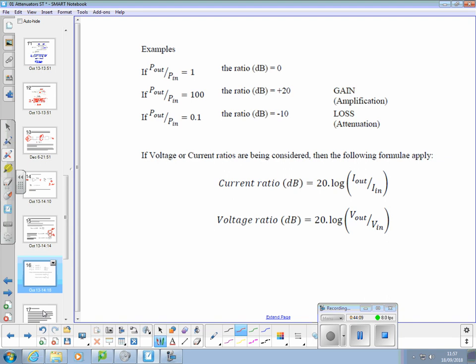You're not going to be building a buffer, by the way. If you are working with voltage or current ratios, you can get the current ratio in dB from 20, notice it's changed from 10 to 20, times a log of I out over I in, and the voltage ratio from 20 times a log of V out over V in.